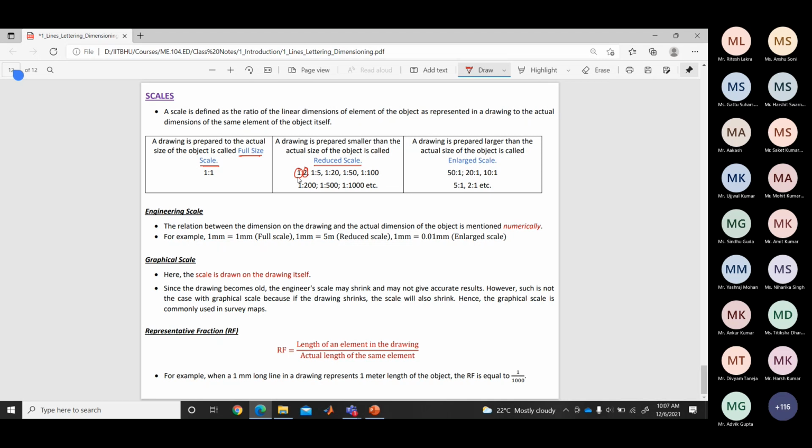2 meter of the actual dimension, or 1 meter or 1 mm on the paper is equal to 4 kilometer of the distance. Alright. So we are reducing 2 meter to 1 mm, 4 kilometer to 1 mm. Alright, so we are reducing the dimension. So that is called reduced scale, and the corresponding drawing is called reduced scale drawing.